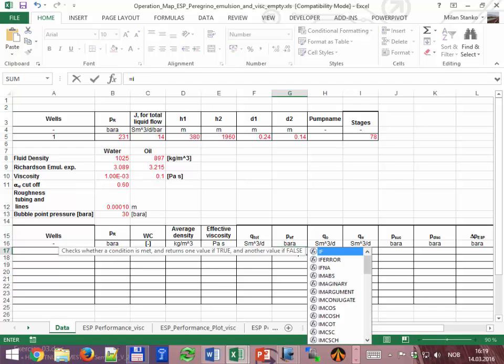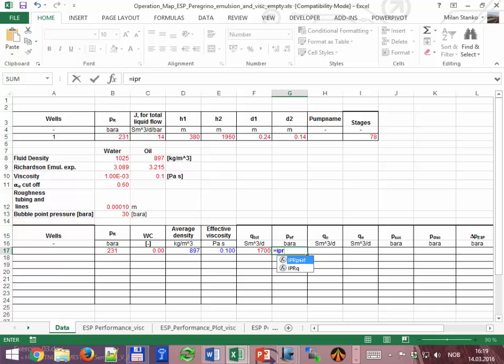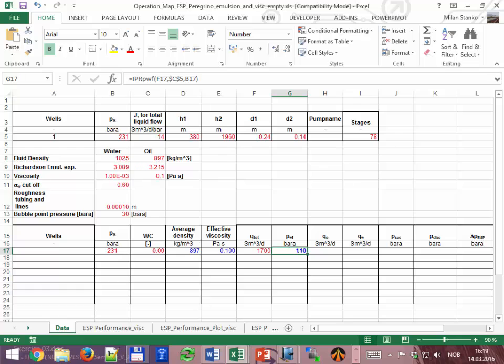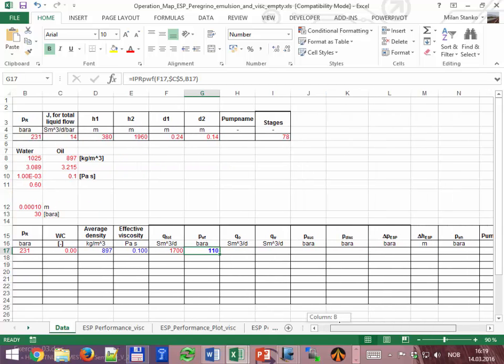The bottom hole, I use the IPR equation, IPR PWF, exactly what I want. And here I need the total fluid rate, then I need the J, and reservoir pressure. Actually, this shouldn't be blocked, because that's what I'm going to pull down. So this one should be like that, and it gives me a flowing bottom hole pressure of 110 bar. So there is a 120 bar drawdown in the reservoir.